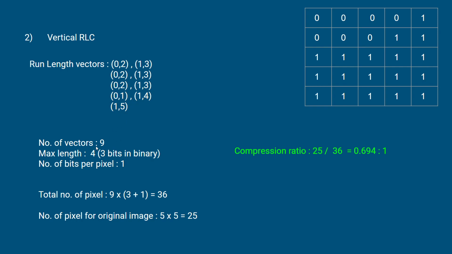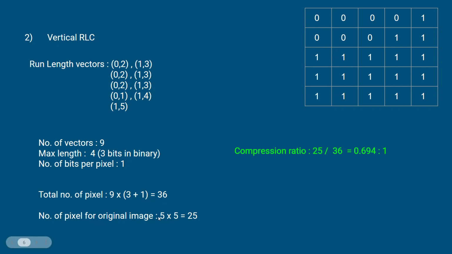Now you know how to calculate the number of vectors that we will get from run length vectors. That's 1, 2, 3, 4, 5, 6, 7, 8, and 9. Here the maximum length is 4. In binary, we need 3 bits to represent a 4. Therefore, we have written 3 bits in binary, and the number of bits per pixel is 1, as we have used only 0 and 1. Therefore, the total number of bits is 9, the number of vectors, into bits in binary, that is 3 plus 1. Therefore, 9 fours are 36.